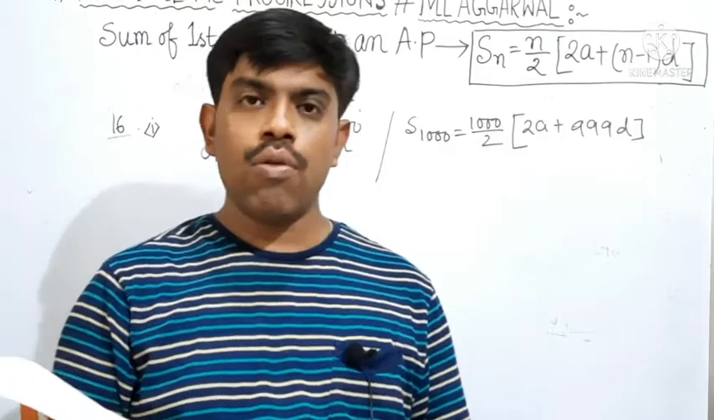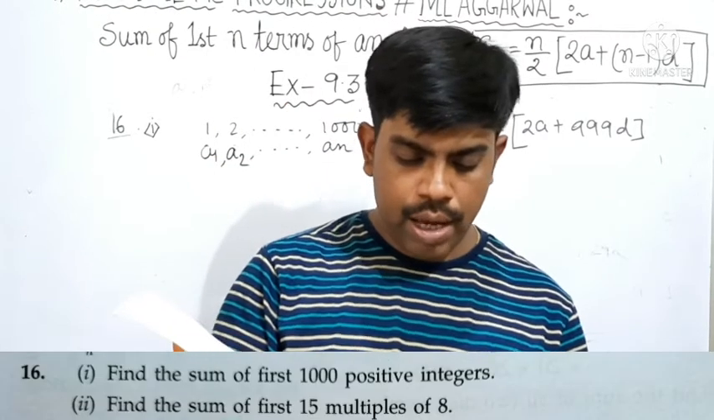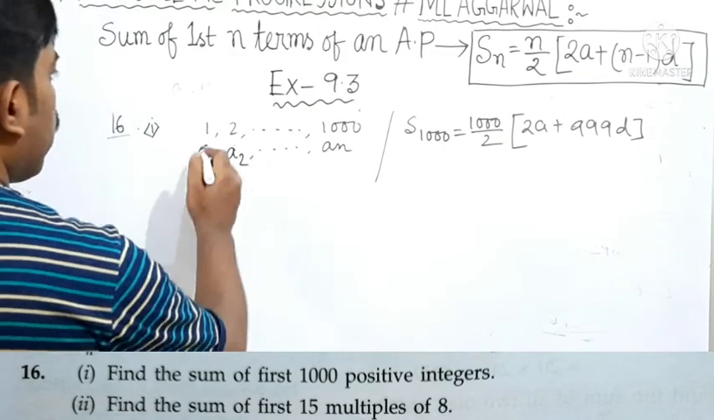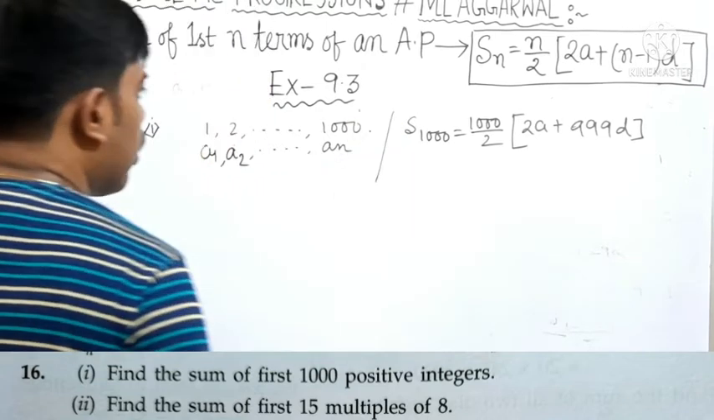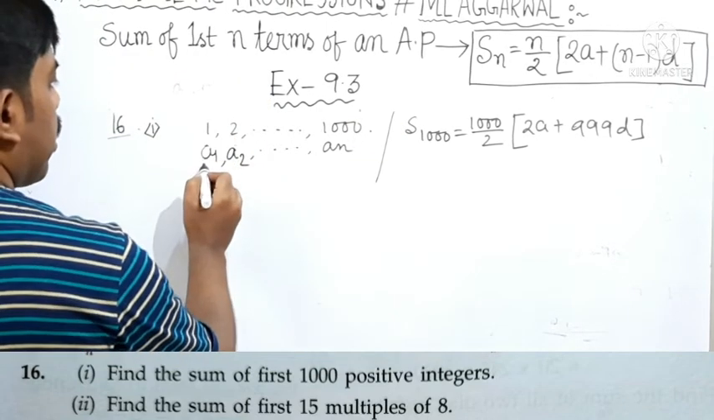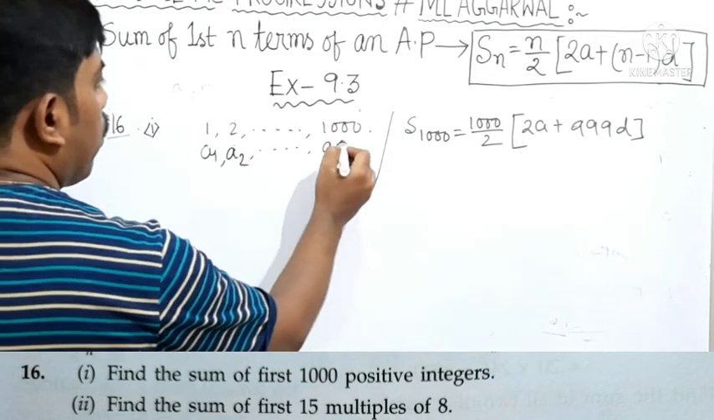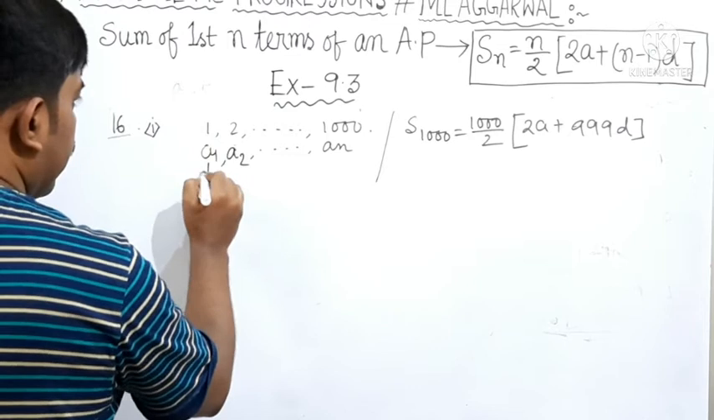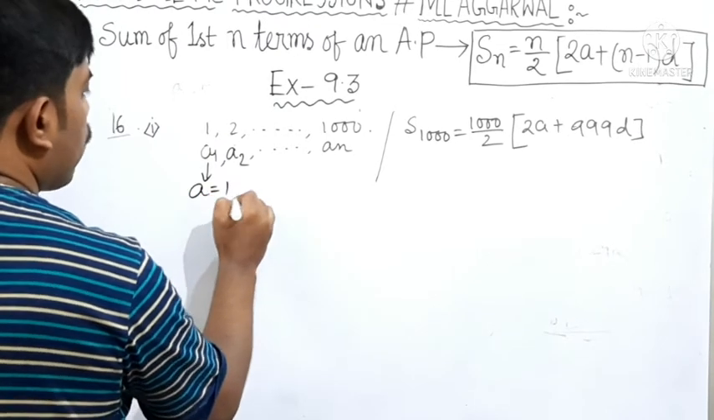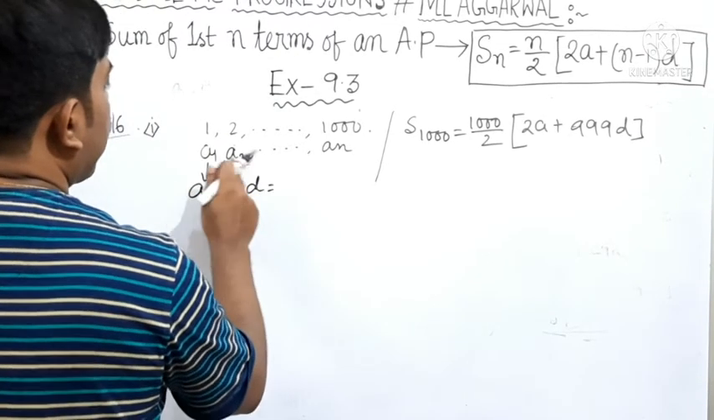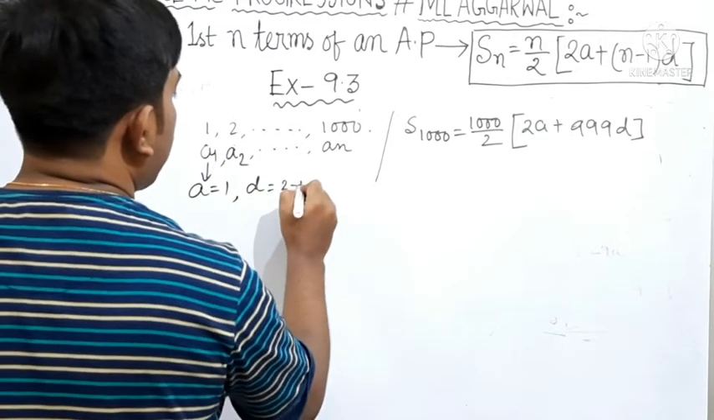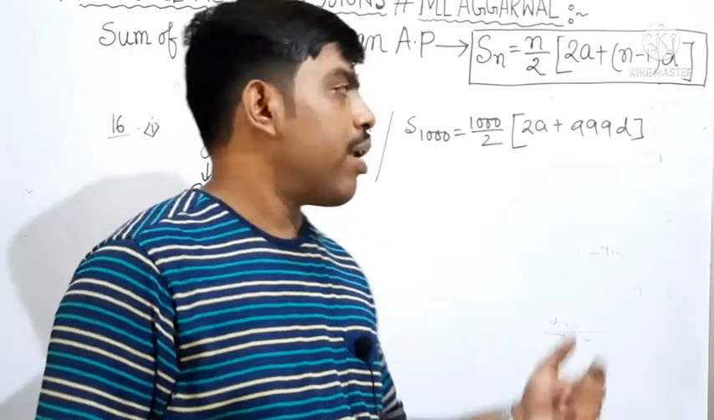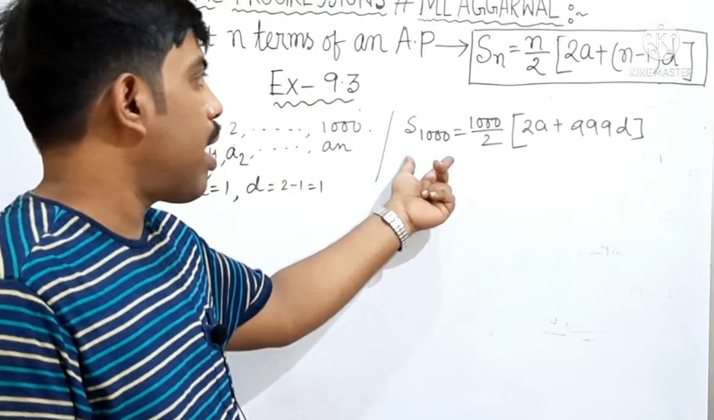Okay. Now we will solve problem number 16.1. Find the sum of first 1000 positive terms. Okay. So the AP is 1, 2, dot dot dot up to 1000. So you can see this is the A1 term, this is the A2 term, and dot dot it will be the AN term. So the first term is A equal to 1 and D is the difference between two consecutive terms, so it will be 2 minus 1 is equal to 1.